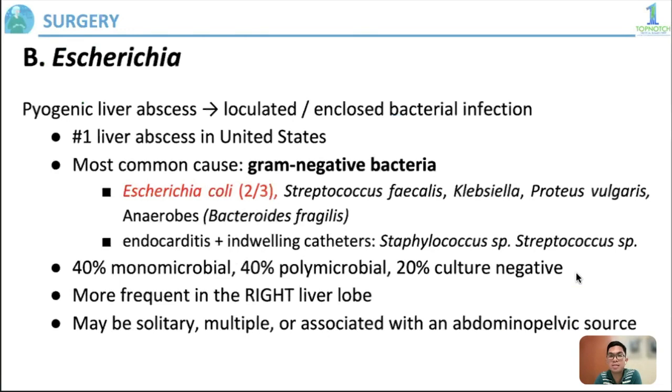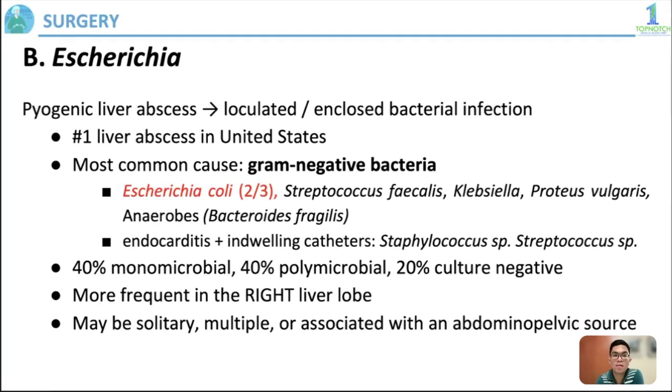So, pyogenic liver abscesses, it's the number one liver abscess in the United States, whereas in the rest of the world, it's still your amoebic liver abscess. So, it's a loculated or enclosed bacterial infection. Most commonly isolated organisms are your gram-negative bacteria. E. coli seen in more than 2/3. And here are the other possible bacteria. No? So 40%, only one microbe is isolated, 40% many, and 20% are culture negative.